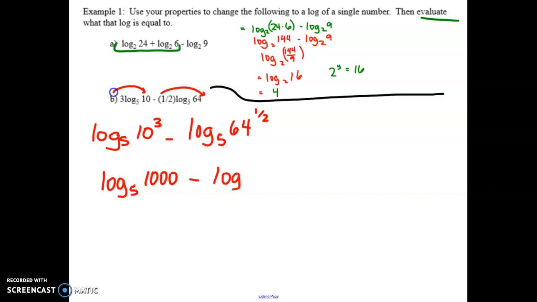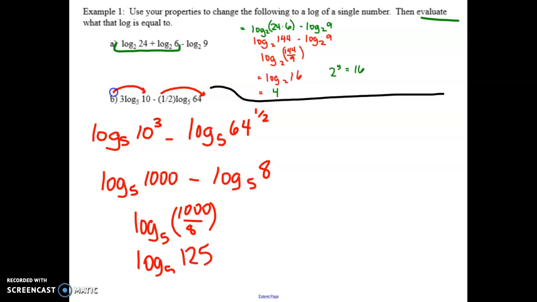And then 64 to the power of half, remember that's the same as square rooting 64. Power of half is a square root, so we get 8, yes. So log 8 with a base of 5. Now I'm subtracting. What do we do when we subtract? How do we condense it? Dividing, right. So this becomes log of 1,000 divided by 8 with a base of 5. And yes, 1,000 divided by 8 is 125. So we get log 125 with a base of 5.